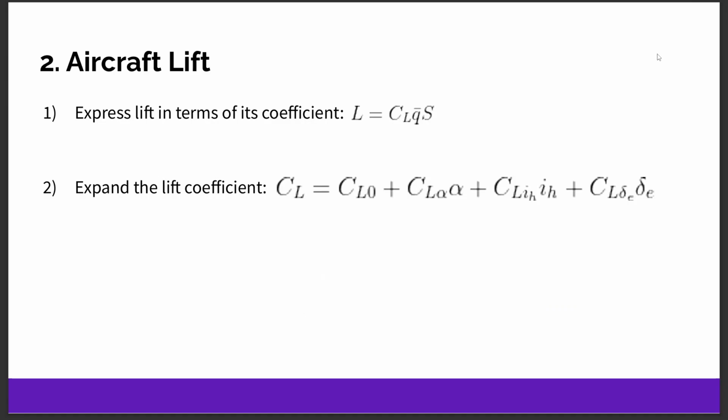So now the next parameter is going to be lift. Lift can be defined in terms of its coefficient, and that is the lift coefficient times the dynamic pressure Q bar times the reference area S. And just like the drag coefficients, it can be further broken down into a series of sub-coefficients. And that is CL0, CL alpha times alpha, CL IH times IH, and CL delta E times delta E. So you can see that the lift coefficient actually depends on the same parameters as the drag coefficient. And the aim here is going to be to find these sub-coefficients, to derive them.